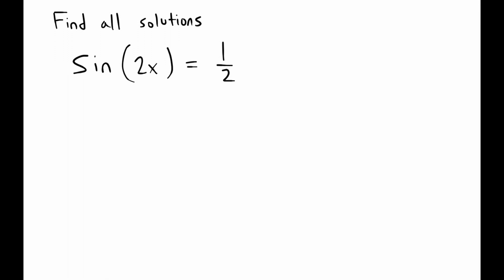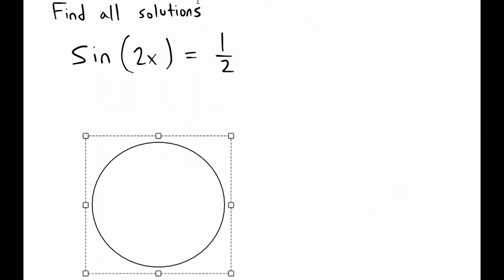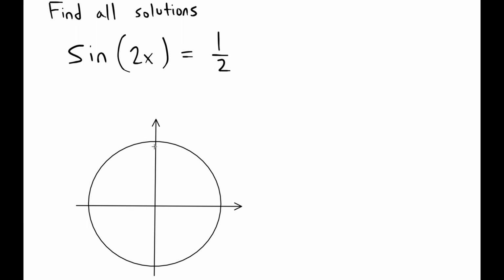So this question says, find all solutions to the equation sine of 2x equals 1/2. So when we look at the unit circle, there are certain angles that would give us a sine of 1/2. One of these angles would be 30 degrees. For a 30-degree angle, the height of the arrowhead off the x-axis would be 1/2.